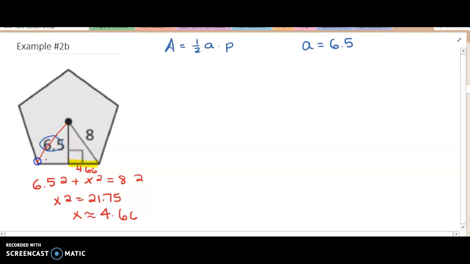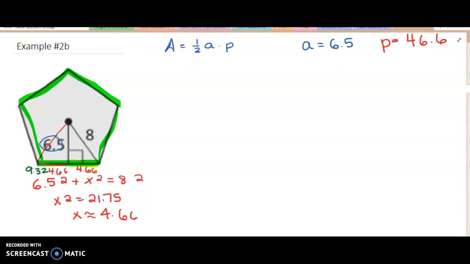Okay, so this piece right here is 4.66. And if that piece is 4.66, this one here has to be 4.66. So that whole side there is 9.32. So this right here is 9.32. And if that's 9.32, then this has to be 9.32. This does, and this does, because it's a regular polygon. So I'm going to multiply that by 5, and I get that my perimeter is roughly 46.6.